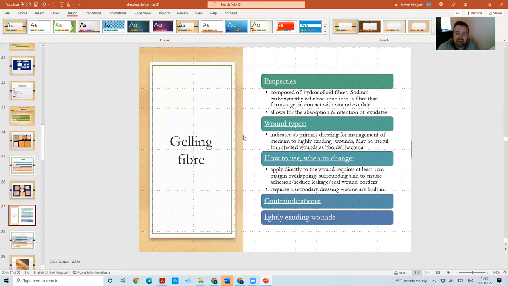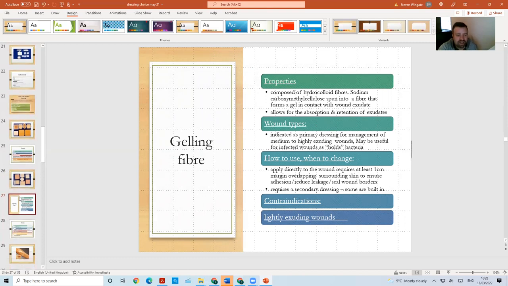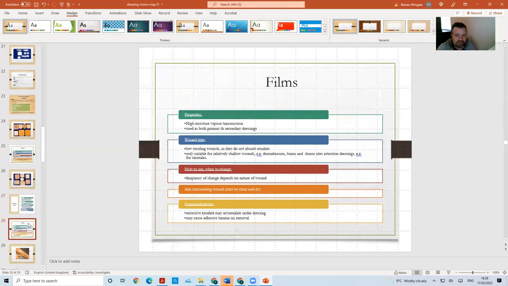Types of wounds: you're looking for medium to heavily exuding wounds. That may be useful for infections as they hold the bacteria and help manage infection. Apply the dressings with at least a 1 centimetre margin overlap to the skin. Again, you can see they look a bit like what we've just seen. And then the films, looking at things like Tegaderm, are highly moisture-permeable and transparent, used both as a primary and secondary dressing, so you can use it on its own or with something else.